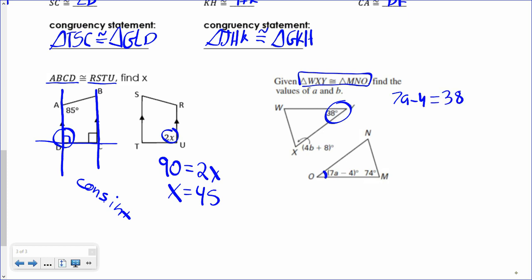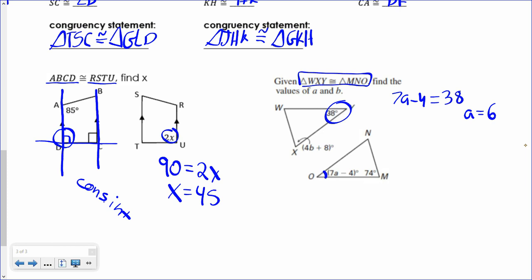Remember, these triangles are completely the same in all respects. So that means that the angles are equal to each other. So I just take the two corresponding angles, and I set them equal to each other. So if I add 4, I get 42. What's 42 divided by 7? 6. So A is 6.